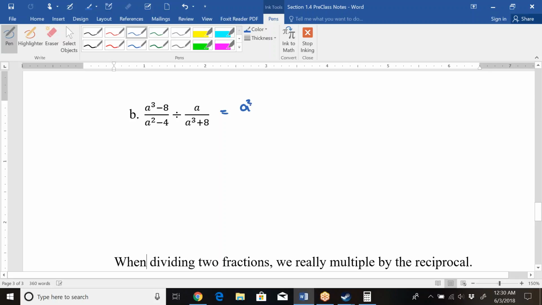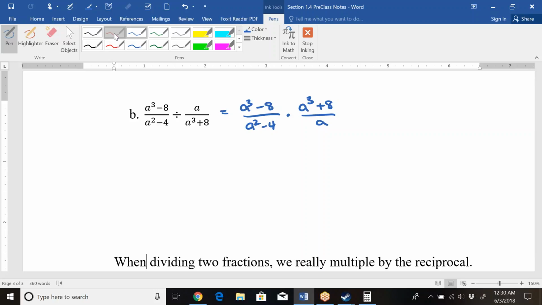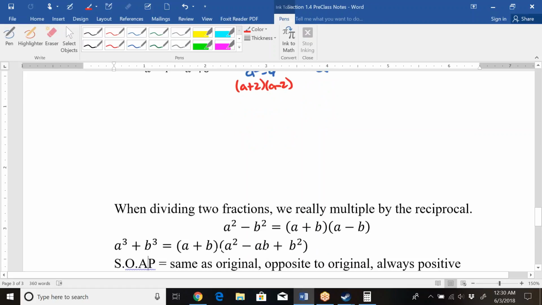So this is a cubed minus 8 over a squared minus 4, times, and you flip the second fraction, a cubed plus 8 over a. Now, the a squared minus 4, most students will remember that that's a plus 2 and a minus 2, because that's a difference of two perfect squares. Where some people will fumble around and forget is how do you factor if it's a perfect cube. So I did bring those formulas here.